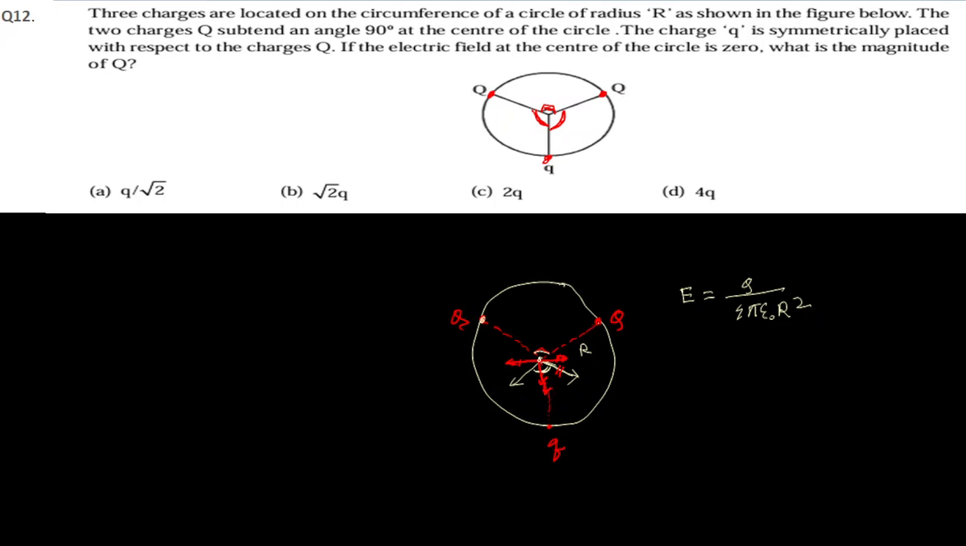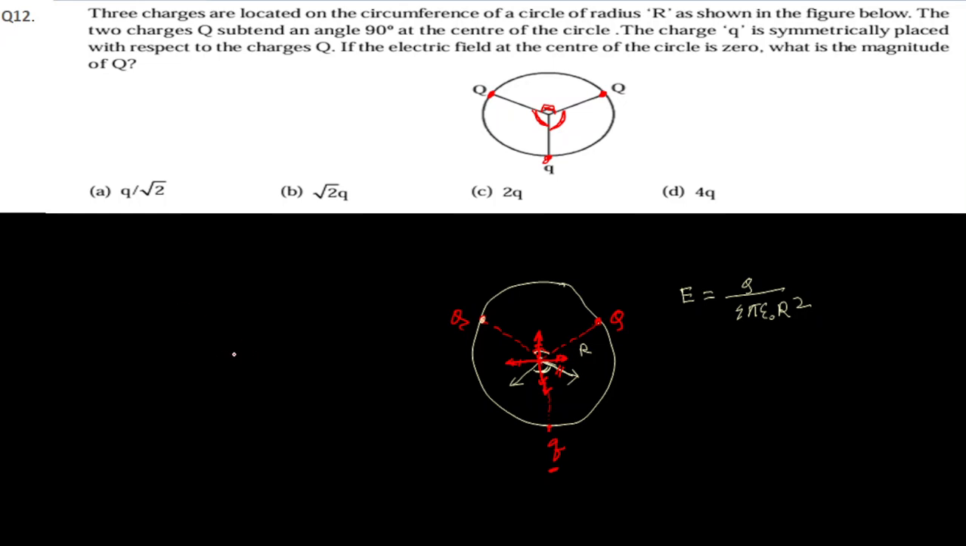Now the net electric field at the center will be 0 only if this charge creates an electric field along this direction. Then only the net electric field will be 0. This charge will create an electric field along this direction if this charge is positive. Okay, so now we have to calculate the magnitude of this electric field.